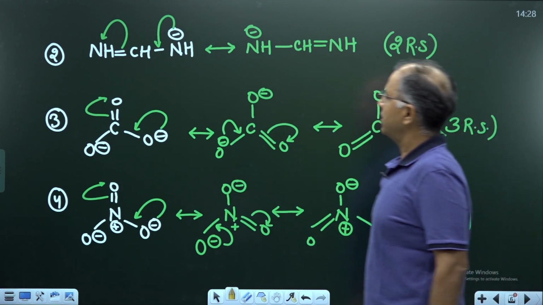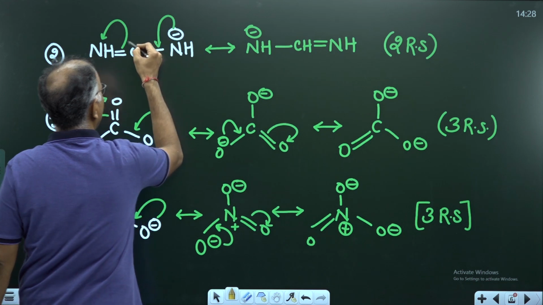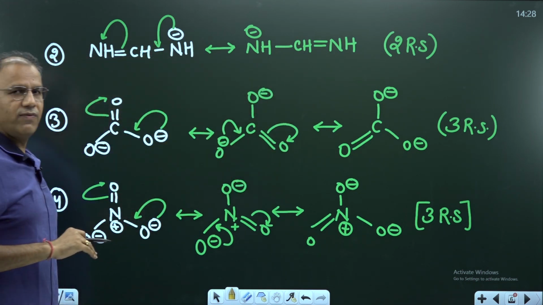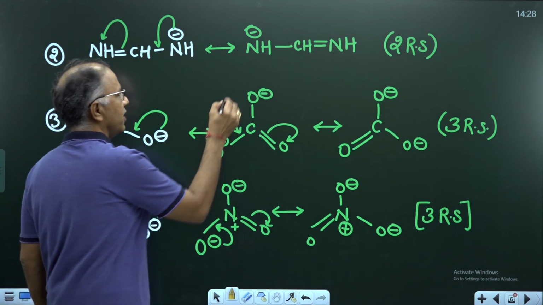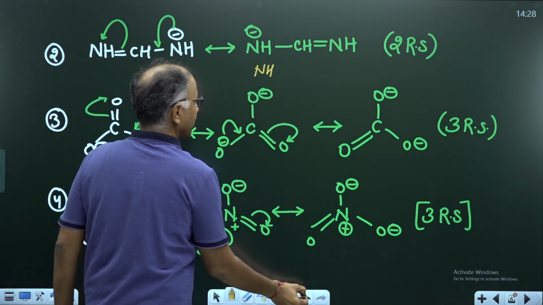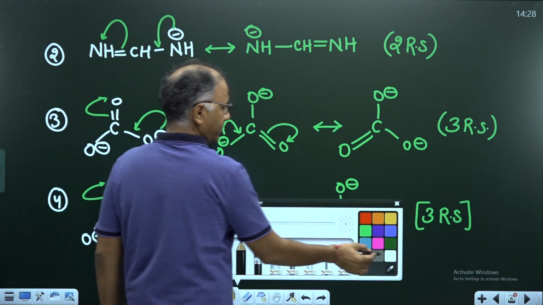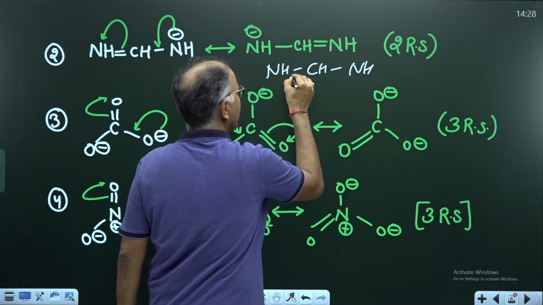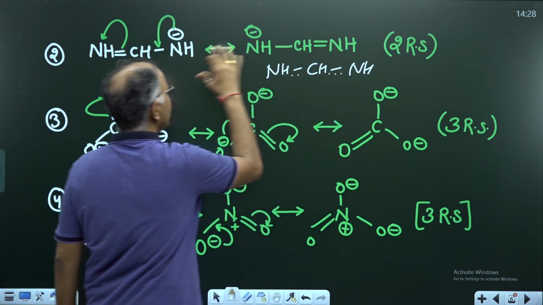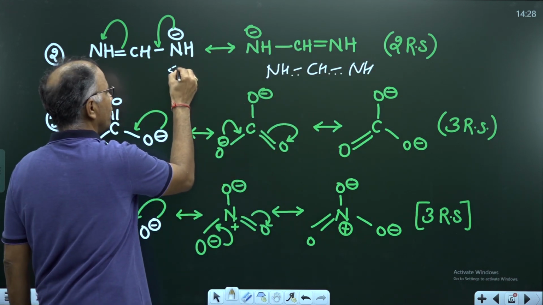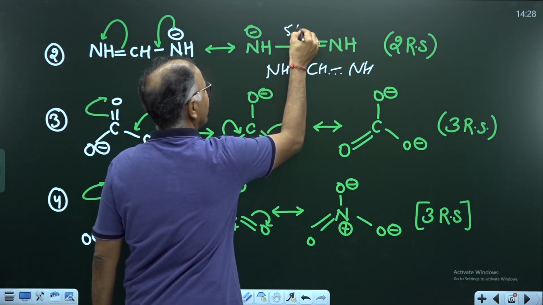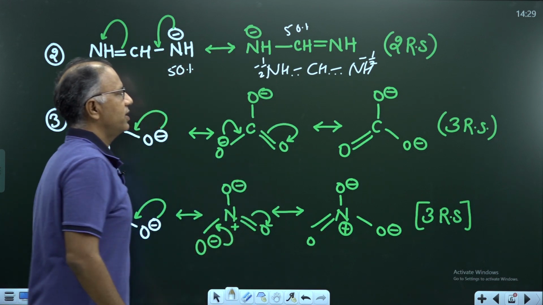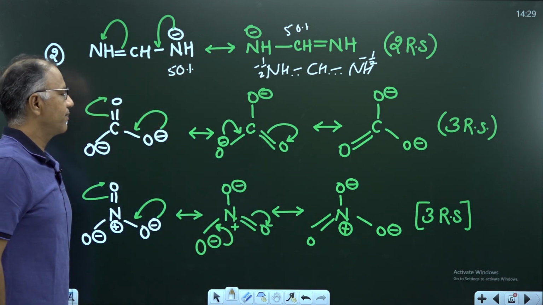Now let's discuss the answer. In this example, this lone pair converts into pi bond into lone pair. So are these two RS of equal stability? Yes, they are of equal stability. Then what is the resonance hybrid? The resonance hybrid will have nitrogen, carbon, nitrogen double bond character. And since these two RS are of equal stability, the contribution is 50% and 50%. So there will be a minus half charge on nitrogen. This is the hybrid for example number 2.